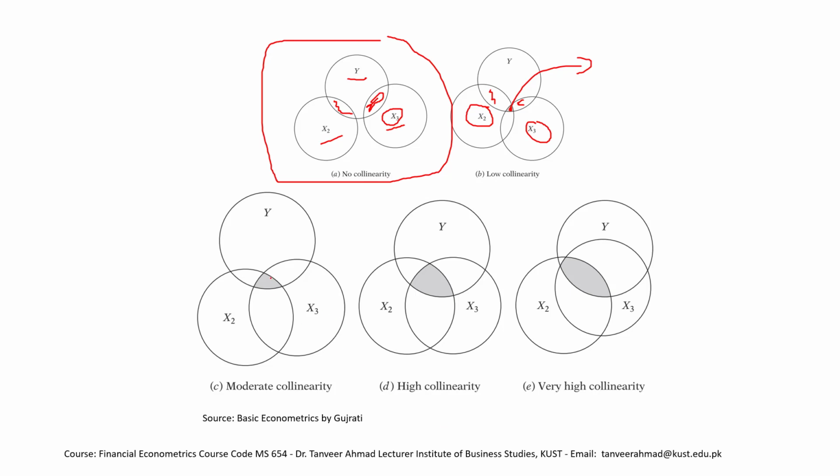And if we keep on moving, we say that there is low multicollinearity, and as this gray area increases, that means the variation in y that is explained by both x2 and x3 increases, we say that the collinearity is increasing. So this part is the information that is presented by both x2 and x3. So this is the common information.